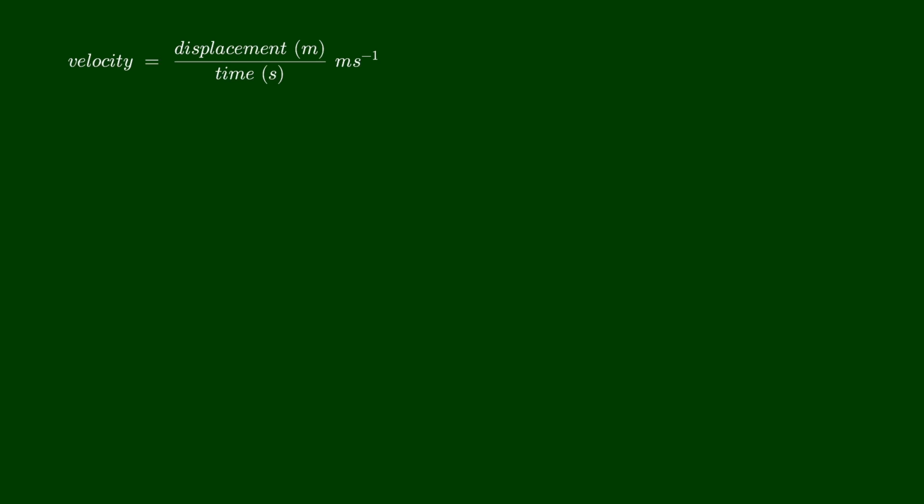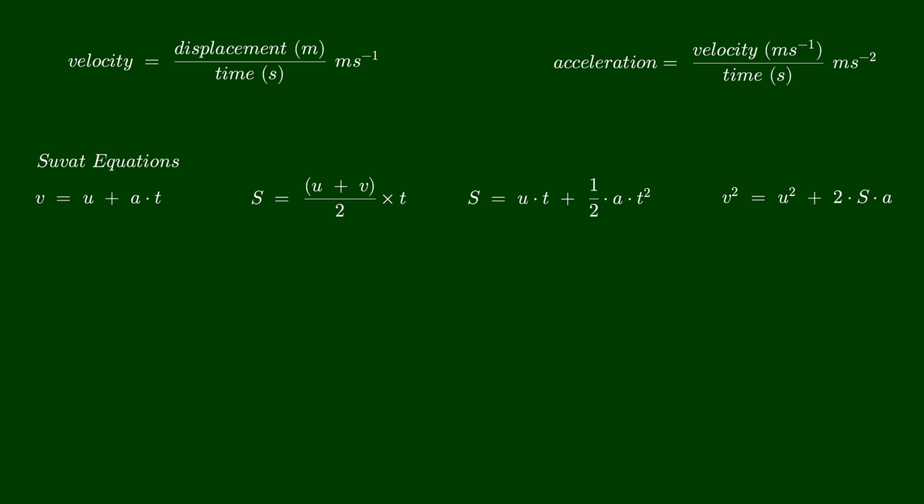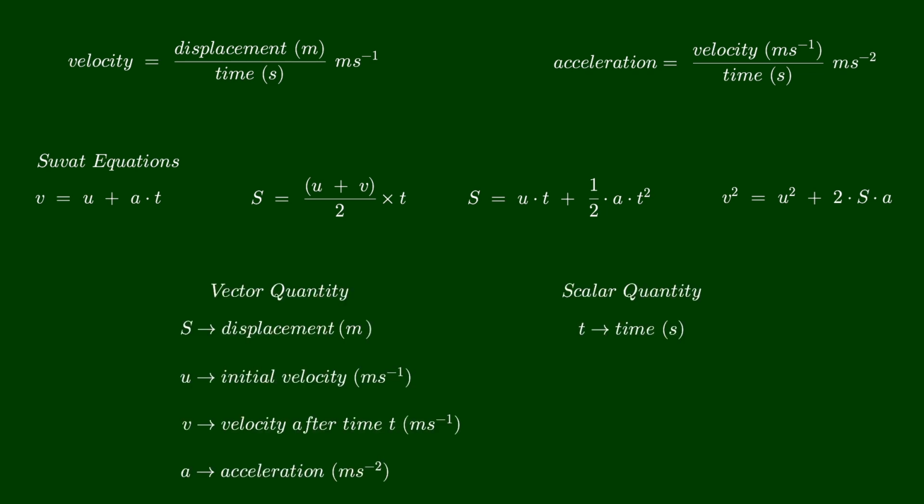We defined velocity as the rate of change of displacement and acceleration as the rate of change of velocity. Both of these expressions are shown on the screen. We derived these four equations in the previous lesson. These are known as SUVAT equations. S for displacement, U for initial velocity, V for velocity after time t, A for acceleration and t for time. S, U, V, and A are vectors, but t is a scalar quantity.